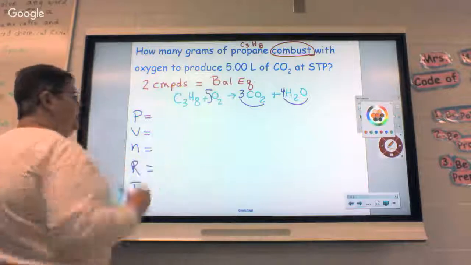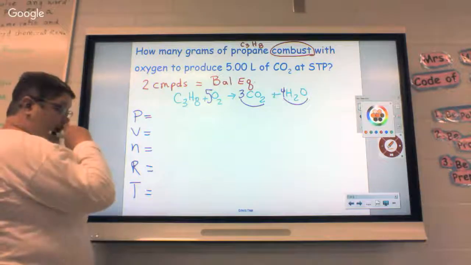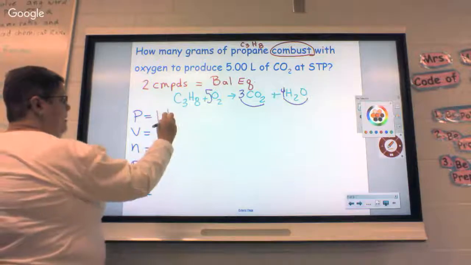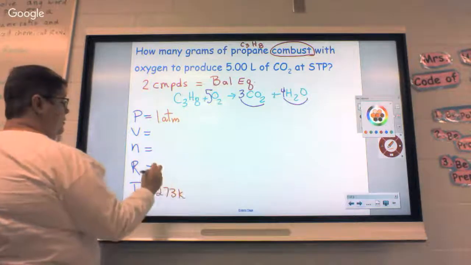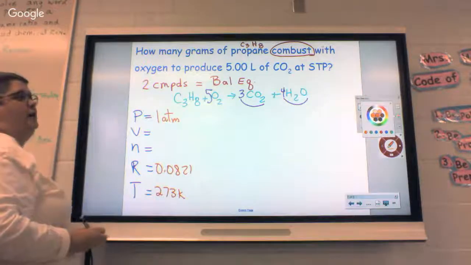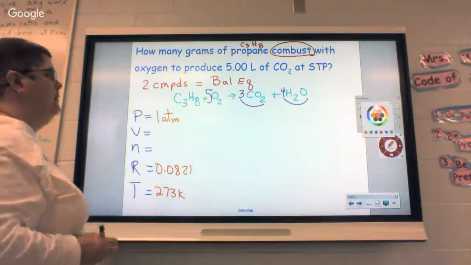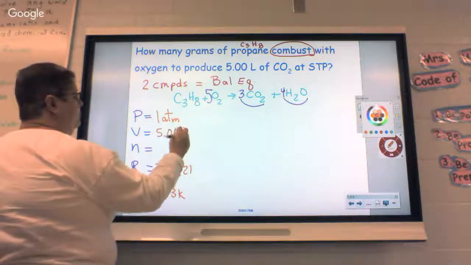So when I have the pressure, what do I know? Okay? And the temperature, and we know R is. So we're good on all that. We just have to figure out this whole volume and mole stuff, right? So I have 5 liters.